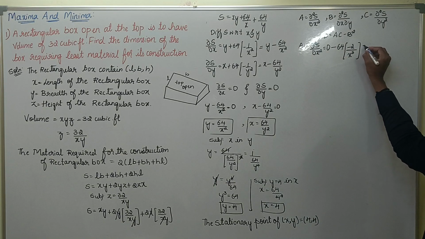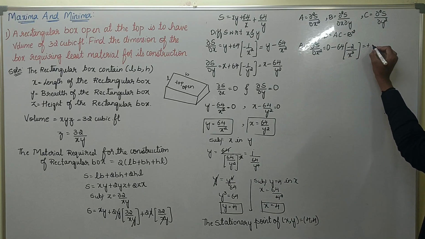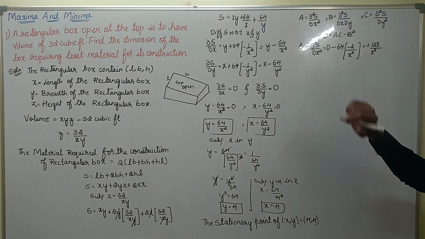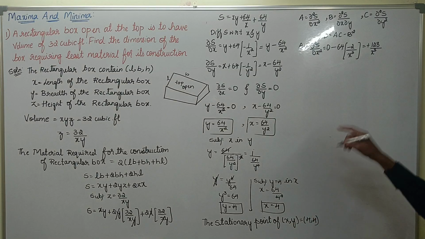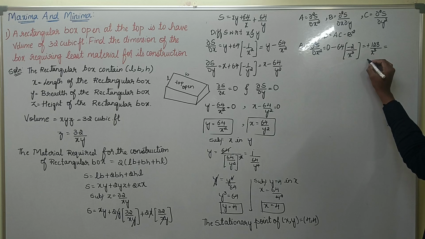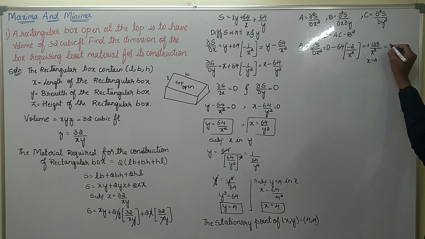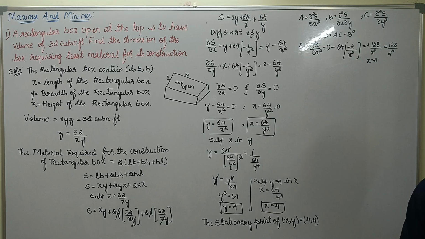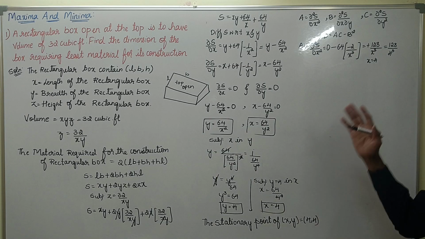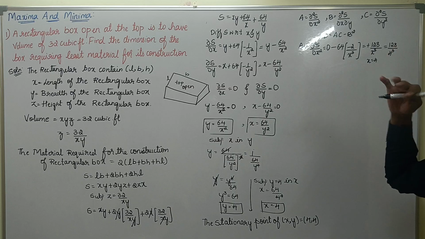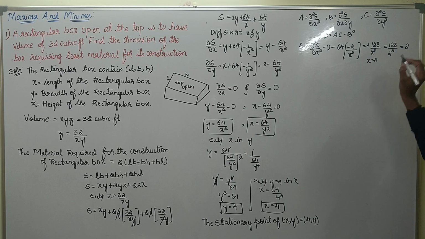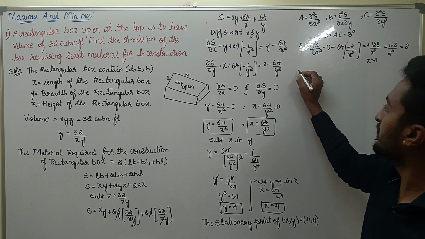Now minus into minus is plus, 64 twos are 128 divided by x cube. Since we know the point x equal to 4, substitute x equal to 4, that is 128 divided by 4 cube. 4 cube is 64. 128 by 64 is equal to 2. So what is the value of A? We have 2.